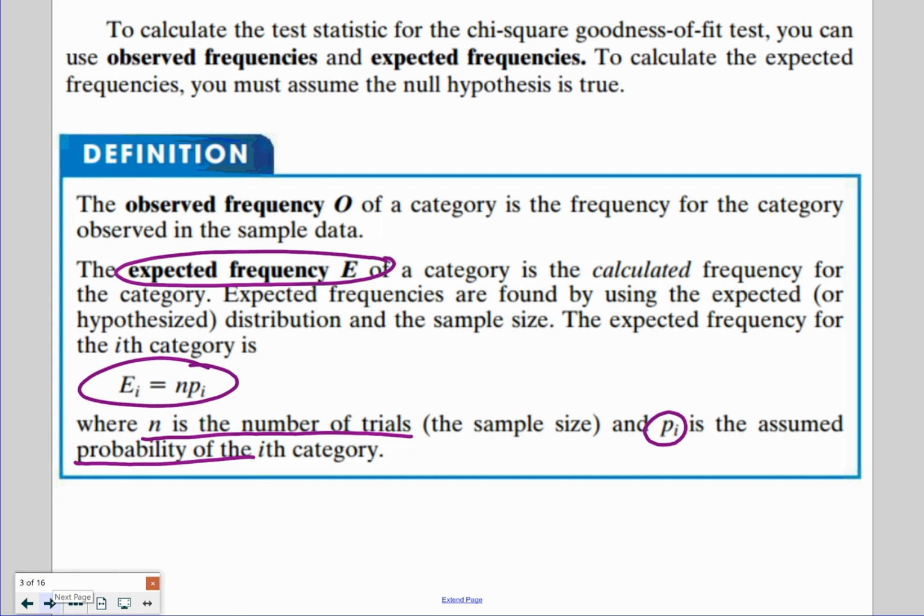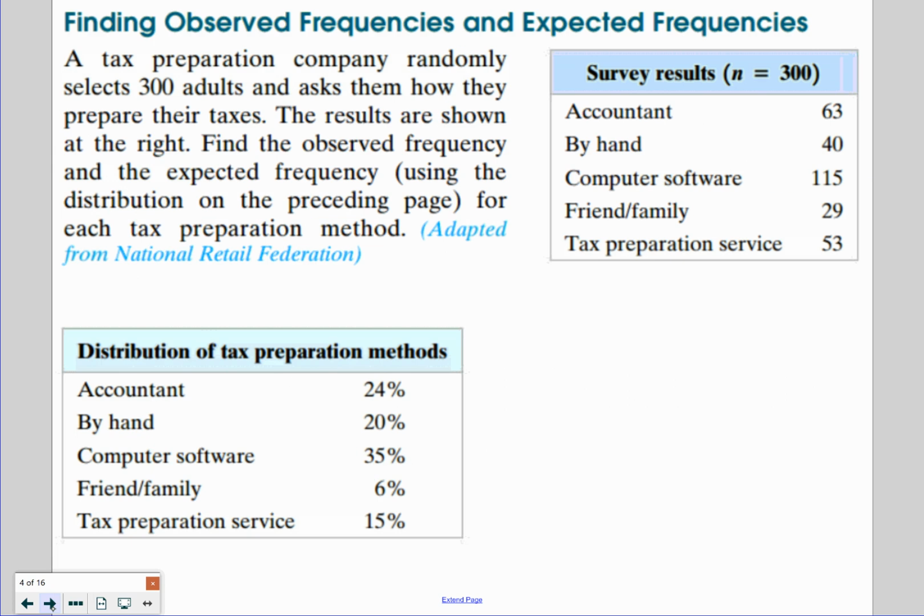So the first thing we're going to do is practice finding these expected frequencies. The first one is not on your sheet, so just follow along with me. You don't have to write this down. It says a tax preparation company randomly selects 300 adults and asks them how they prepare their taxes. The results are shown at the right. Find the observed frequency and the expected frequency using the distribution on the bottom for each tax preparation method.